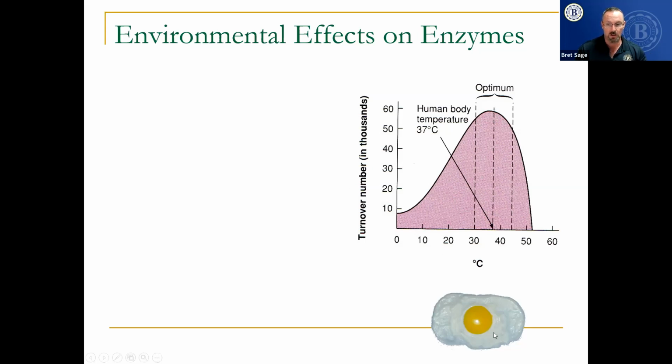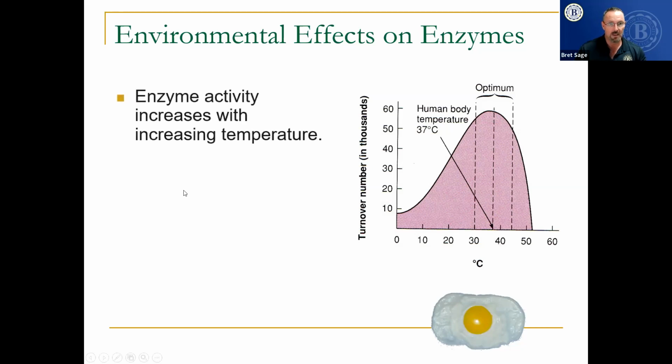Another thing this figure shows is an egg being cooked. Well, a raw egg, the white is clear. A cooked egg, the white is white. And why is that? Because the shape of the protein has changed. So let's do the notes.